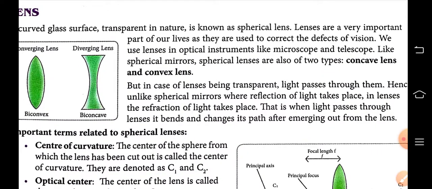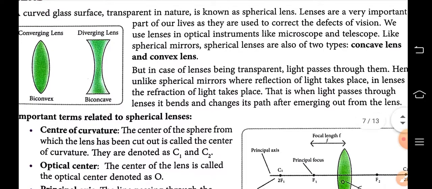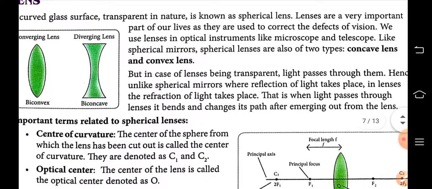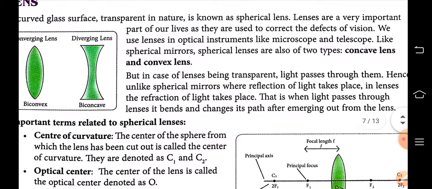It is also used in optical instruments like microscope and telescope. Same as spherical mirrors, spherical lenses are also of two types: convex lens and concave lens.